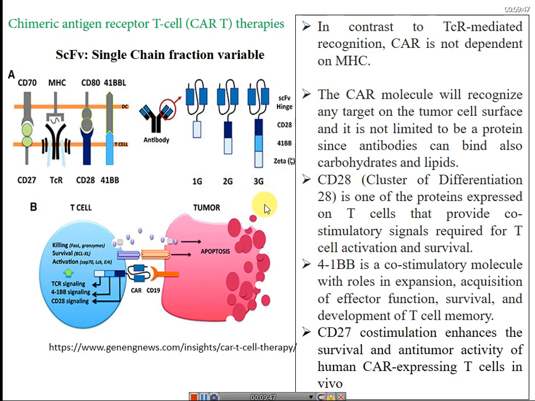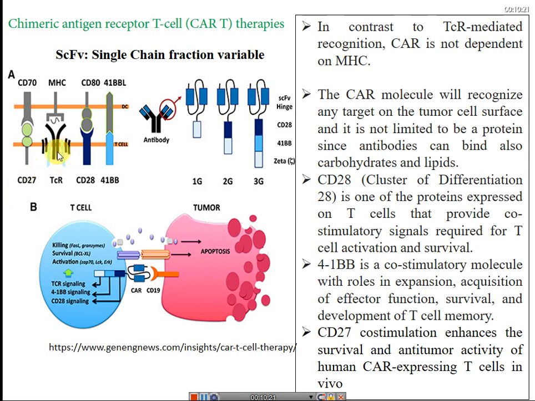Just to highlight a few characteristics of these therapies: in contrast to TCR mediated recognition, that is the normal TCR, not the engineered one, CAR is not dependent on the MHC, first thing. And the CAR molecule will recognize any target on the tumor cell surface, and it is not limited to being a protein, since antibodies can bind to carbohydrates and lipids.